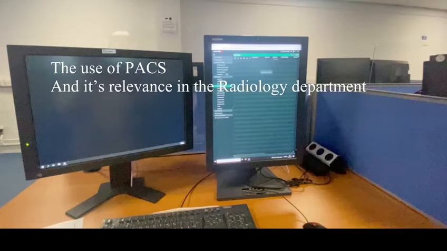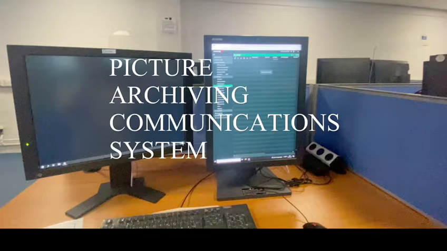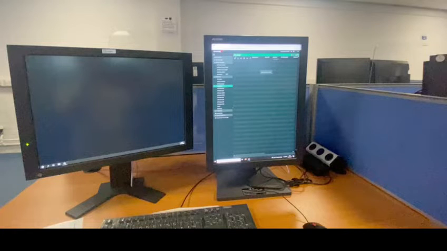Hello guys, today we're going to be talking about the use of PACS and its relevance in the radiology department. So, what is PACS? PACS stands for Picture Archiving Communication Systems, and what that basically is, is a digital system where we can upload medical images or radiographs. And the good thing about this is that it can be accessed by any licensed professionals who are able to review these pictures, or really any healthcare professional who has access to the systems that have been set up for this.